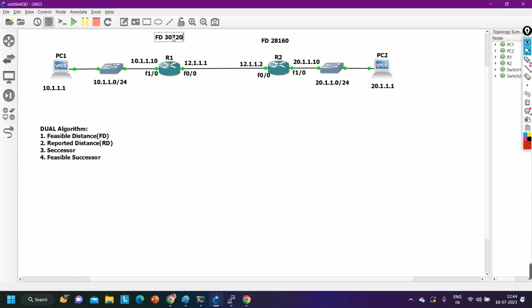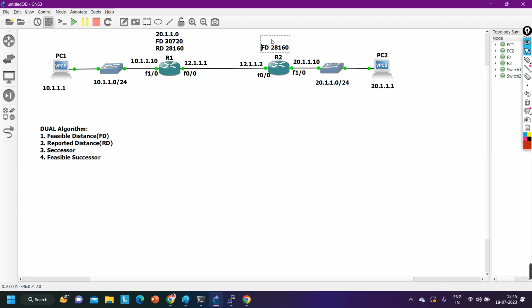Router 1 will calculate one more thing, that is RD. What will be the RD? RD is nothing but, guys, the FD of their neighbor. Who is advertising this 20 prefix? Router 2. And what is the FD of router 2? 28160. So this will become RD. Getting my point? This is for which network? For the 20.1.1.0 network.